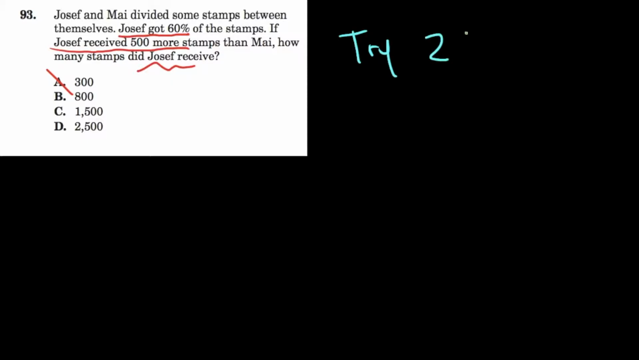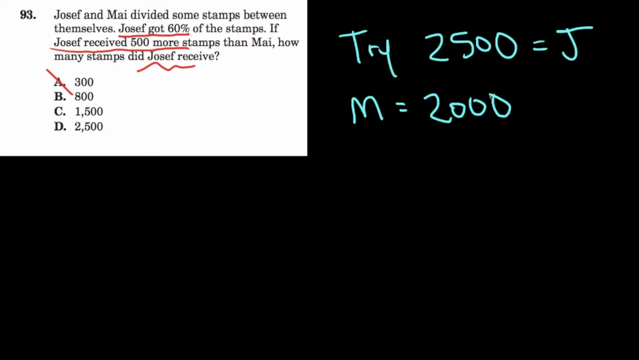I'm going to try 2,500. I think this will be easy to work with because we're going to have to subtract 500 from Joseph's amount to get May, and we'll have some nice round values. So I'm saying J equals 2,500. In that case, May has 500 fewer stamps than Joseph, so she would have 2,000. And the total between them would be 4,500.